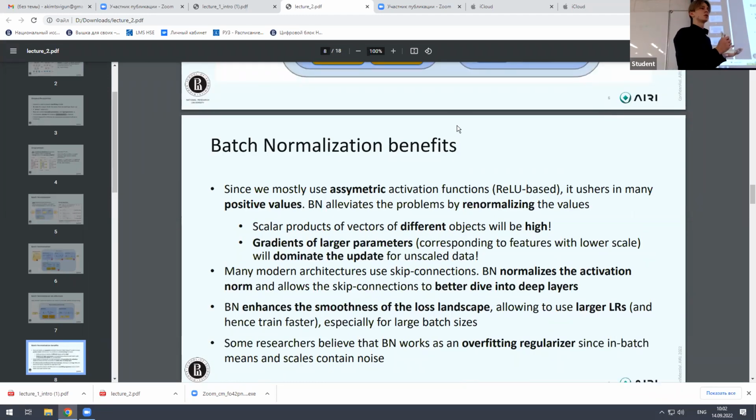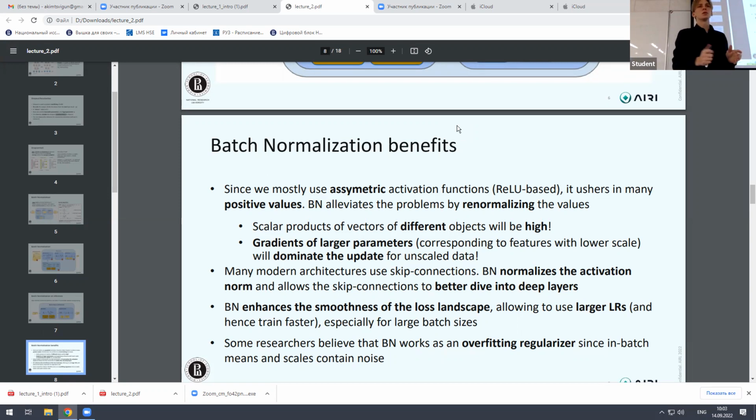Some of them are arguable, since it is not proved that it exactly enhances some processes. But anyway, let's have an overview of them. First of all, since we mostly use the asymmetric activation functions, so-called ReLU-based, right? Again, for those who forgot, ReLU has 0 value for all arguments less than 0, and x equals x when it's larger than 0. Of course, this one is asymmetric, and all the modifications, GELU, ELU, etc., are all asymmetric.